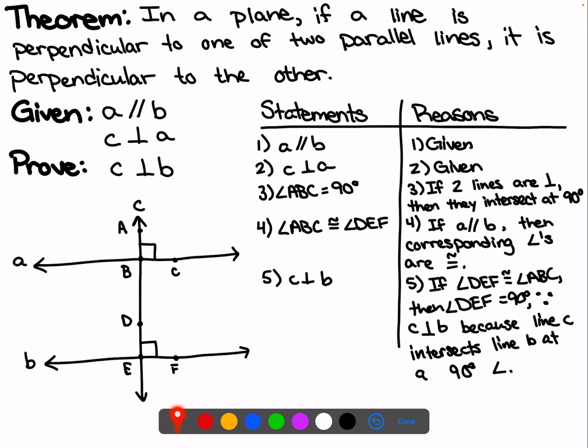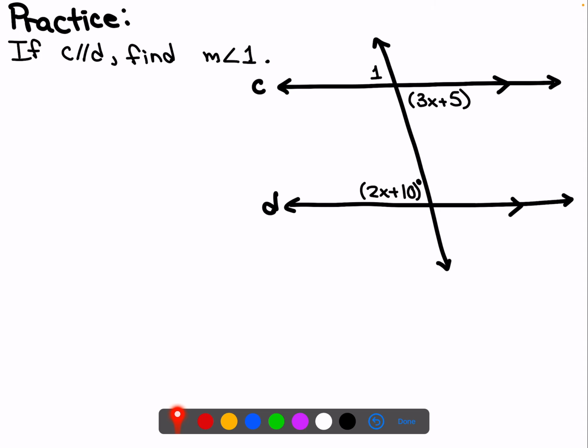All right, next up, let's go ahead and move on into some practice for today. So here's our first practice problem. If C is parallel to D, find the measure of angle 1. Feel free to pause this video if you'd like. I'm going to go ahead and start working on it though, and for all the rest of these videos or any of these problems, feel free to pause at any time and try them out on your own first.